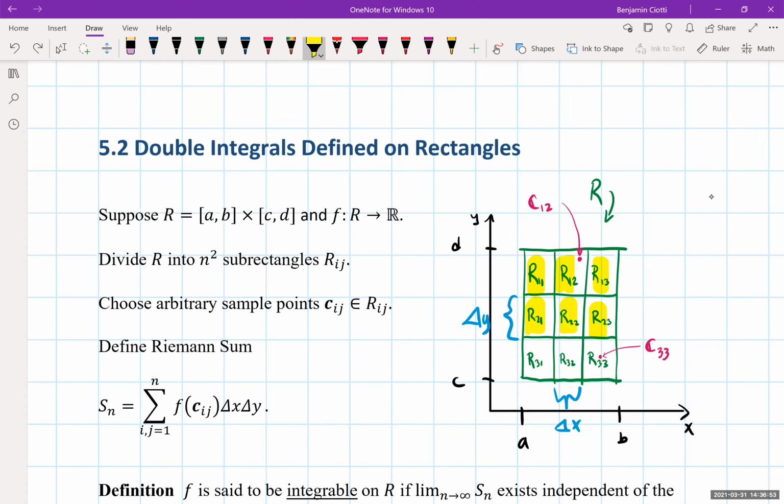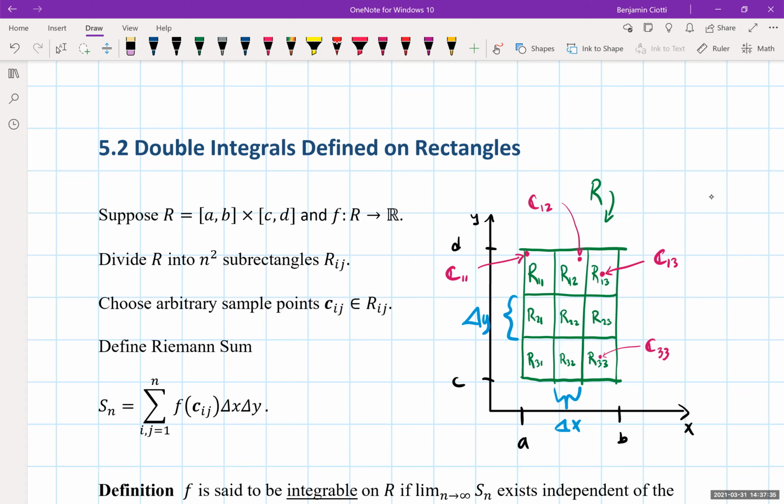In each one of those subrectangles, I'm going to pick some sample point. Now, maybe it's in the upper left corner, maybe it's in the lower right corner. It actually doesn't matter. So in the first subrectangle, maybe I pick the upper left corner, and I'm going to call that C11. I'll pick some other point in the next subrectangle. Maybe I'll pick the center. Call that C13 for the next rectangle, and so forth. These are called sample points.